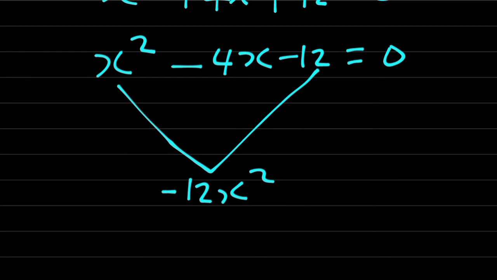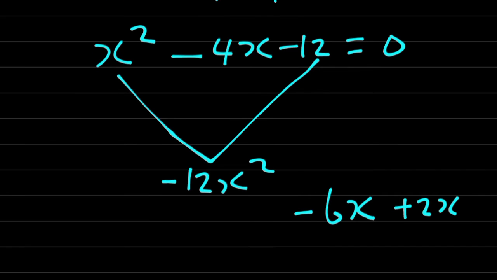So what are the two factors of 12? Factors of minus 12x squared that we are going to use are going to be minus 6x and then plus 2x. So minus 6x times plus 2x is minus 12x squared. Minus 6x plus 2x will give me minus 4x. Therefore, minus 6x plus 2x satisfy this condition, this quadratic equation. So I'm going to substitute the whole of this in place of minus 4x.